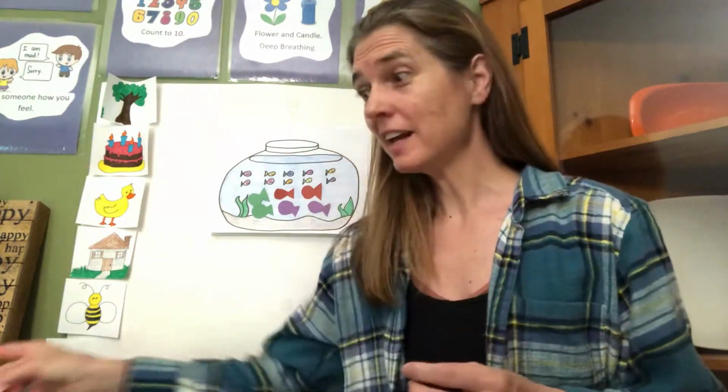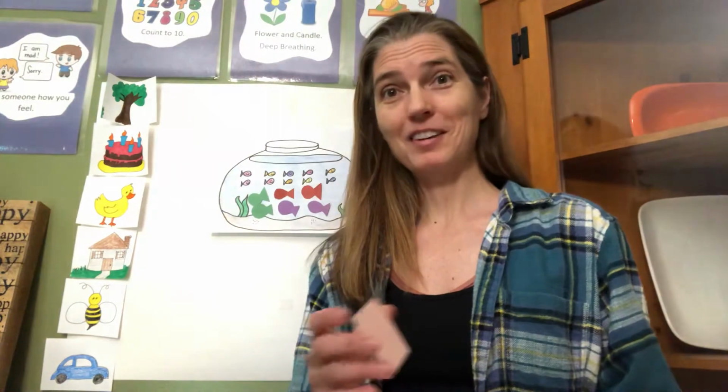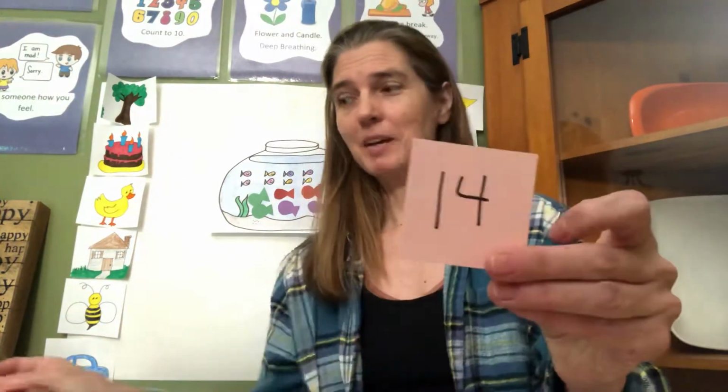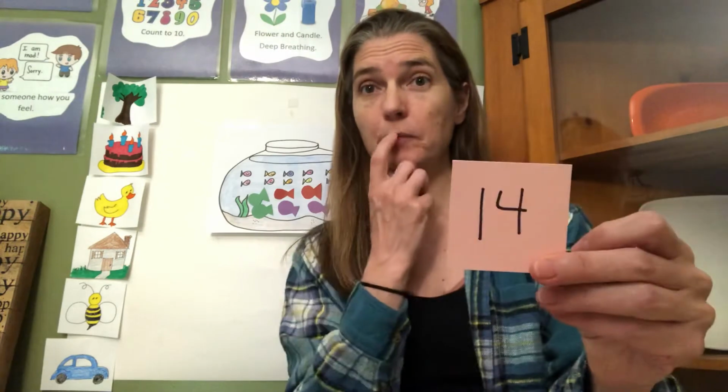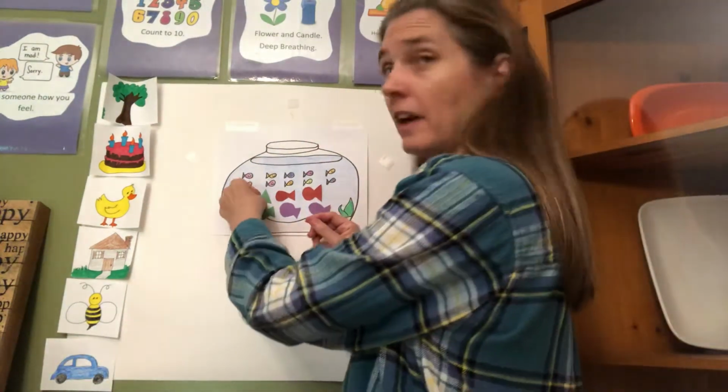16. Okay, now I'm going to pick a card and see if you can count that number of fish and put them in your bowl. Oh, there's that number we just talked about. What number is that? It's a 1 and a 4. What teen number is a 1 and a 4? Right, 14.